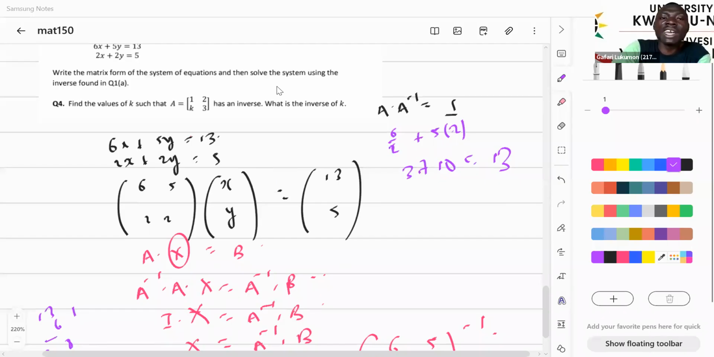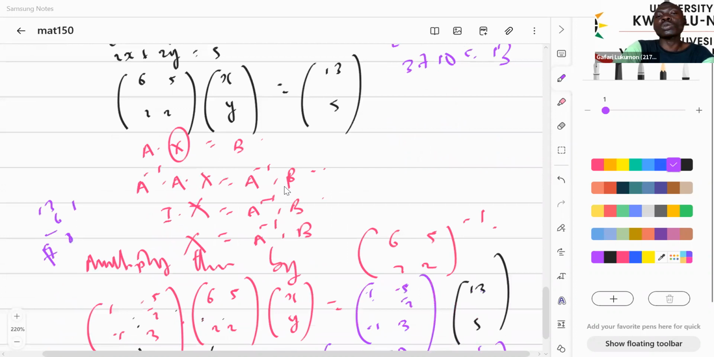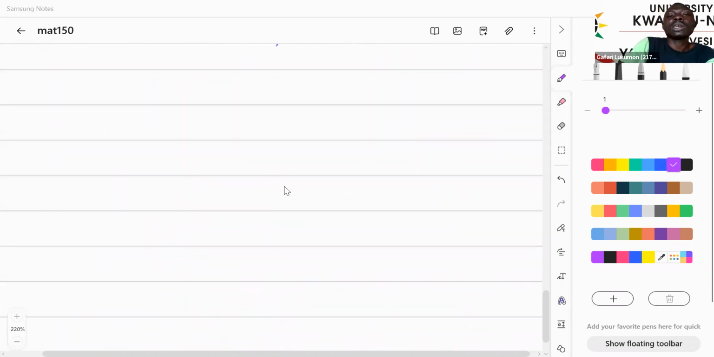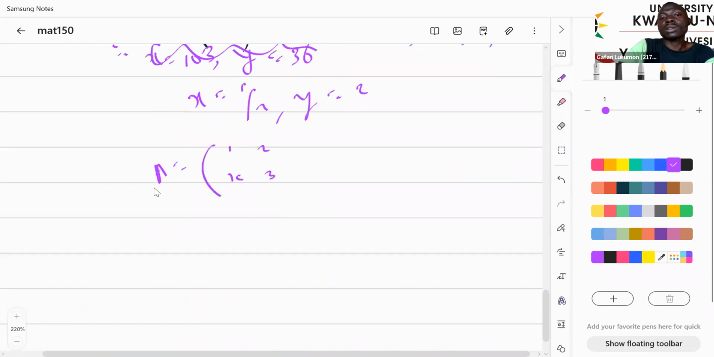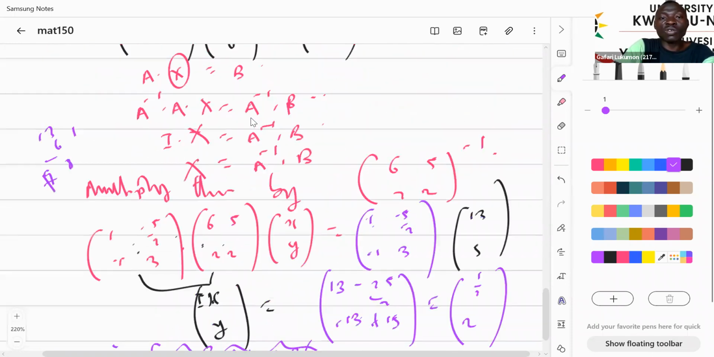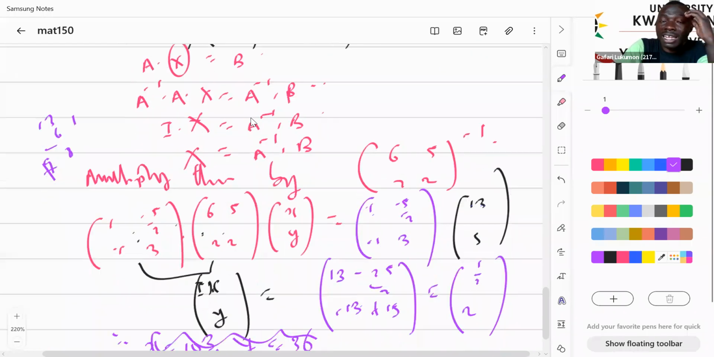Okay, maybe I should continue with what I was solving the other time. Let me share the screen again for you to see. The question says, find the value of k such that A has an inverse. Thank you, Ayanda, for notifying them. A is equal to [1, 2; k, 3]. So we are asked to find the value of k such that it has an inverse.